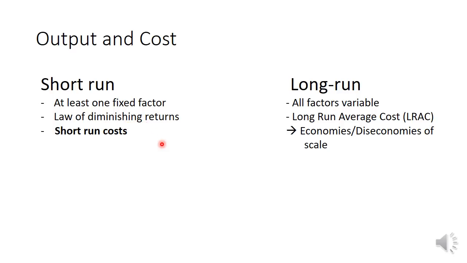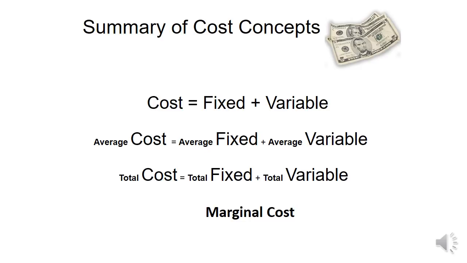Now we also talk about short run cost concepts. Just remember, because there's a fixed factor, you always have fixed cost in the short run. Cost is always fixed plus variable. This doesn't matter whether it is average cost or total cost. It works both ways. If it's average cost, that means per unit, average cost will be average fixed plus average variable. If it's total cost, it equals total fixed plus total variable. So cost is always fixed plus variable.